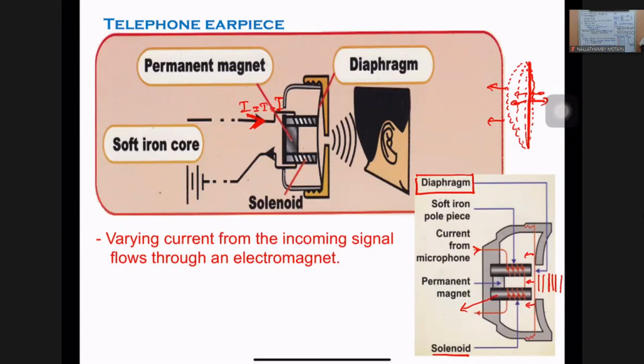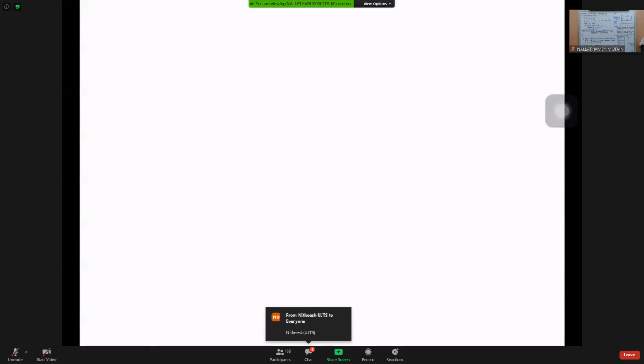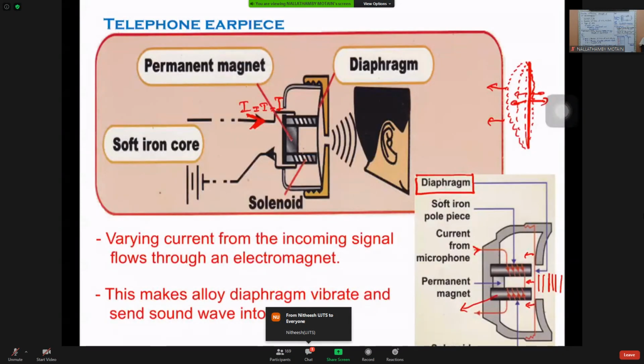Okay. So when varying current from the incoming signal flows through the electromagnet, next, this makes the alloy diaphragm vibrate and send the sound wave into our ear. You can see the alloy diaphragm over here. It vibrates in and out, and then sends the sound wave into our ear. Simple. That's all. Very simple. Okay, so you can screenshot if you want.